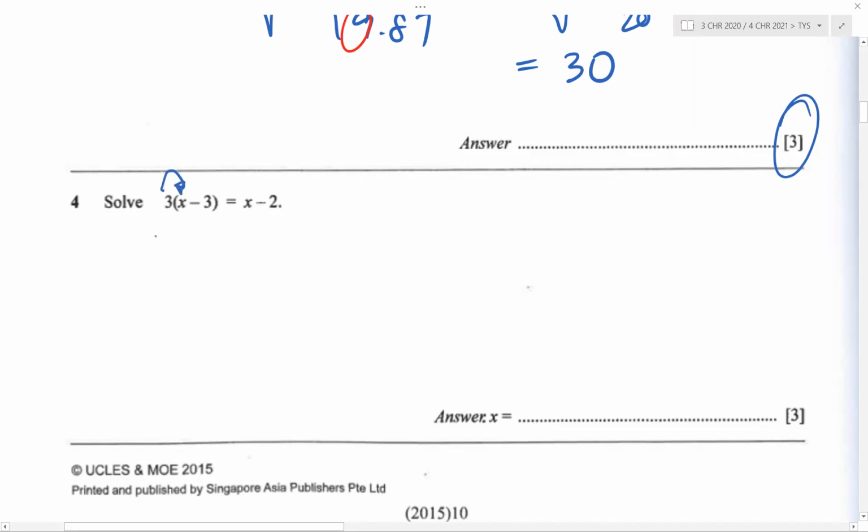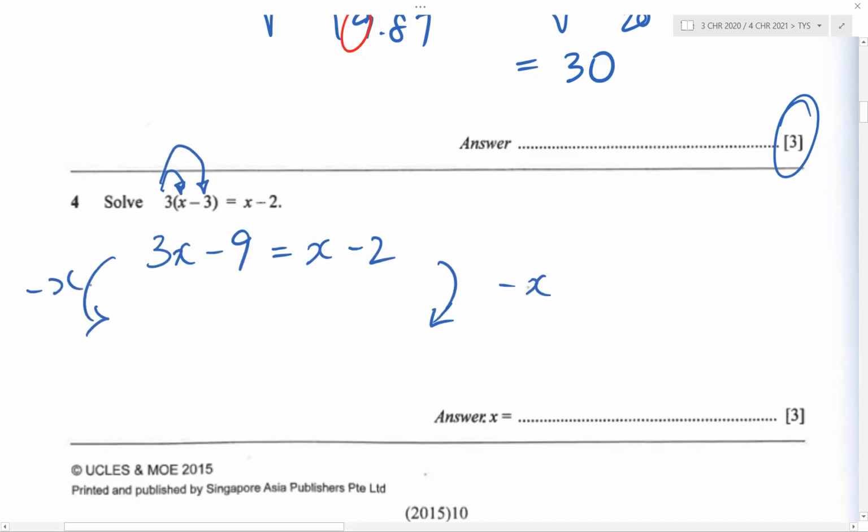3 times x gives us 3x. Next, 3 times negative 3 gives us negative 9. That's on the left-hand side already. The right-hand side, we have equals to x minus 2. Both of them, we are going to subtract x, because we don't want x on both sides. X on both sides, we cannot continue. Subtract x on both sides. We end up with 2x. No more x already. So yeah, you don't have to put an arrow if you can visually see that we are going to subtract x on both sides.